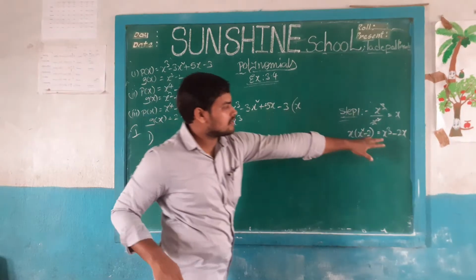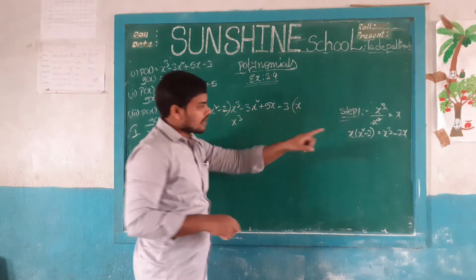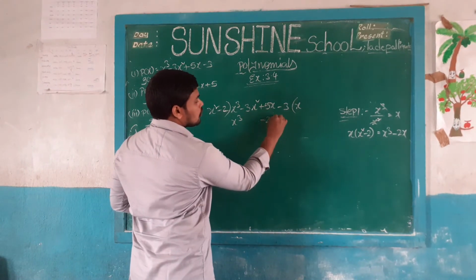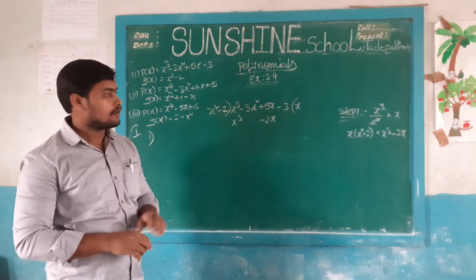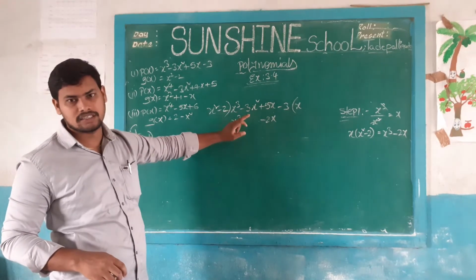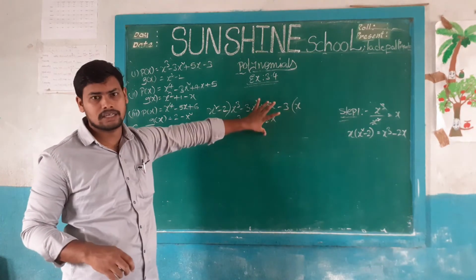Here this term is the x term, so you should write that only in the x format. Minus 2x, okay? x term. So don't write it below the x square term, write it in the x term only.